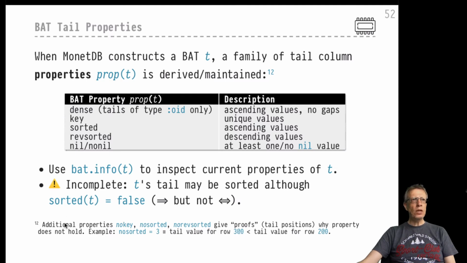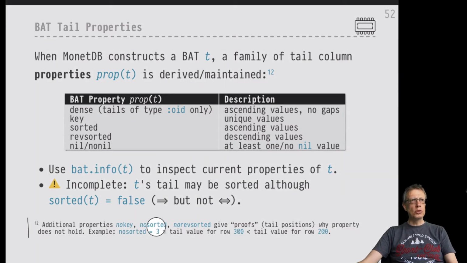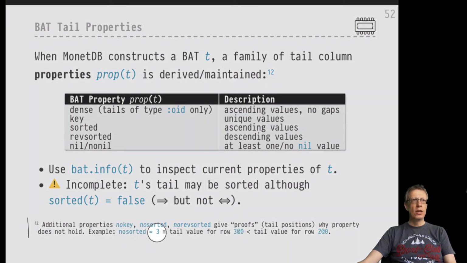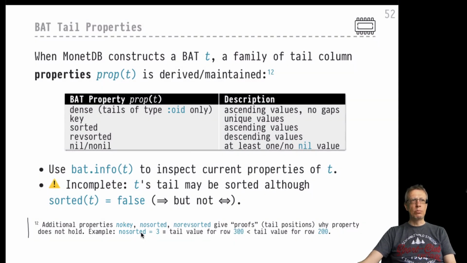Here in the footnote, there is a mention of properties like no key, or no sorted, or no ref sorted, which appear to be the negations of the properties that we've already seen in the table, but they are indeed a bit more. So these no-foo properties, like no sorted, are not only Boolean properties, but they also come with a proof: a particular row inside the BAT that destroys the sorted property, for example.